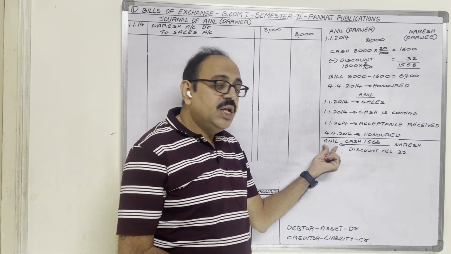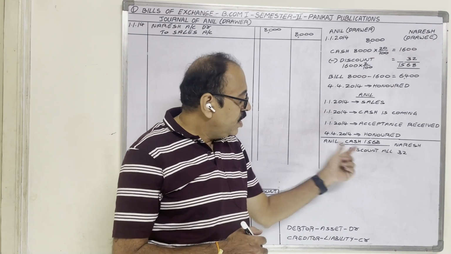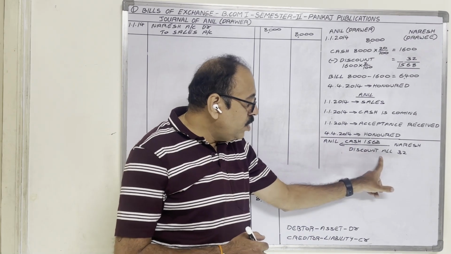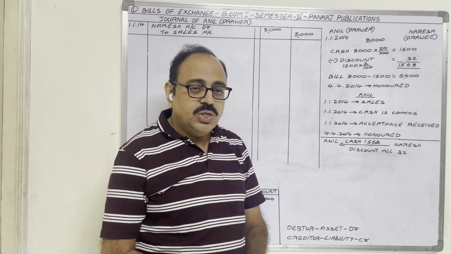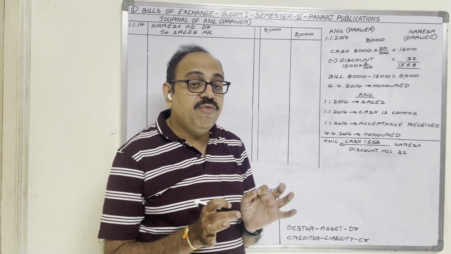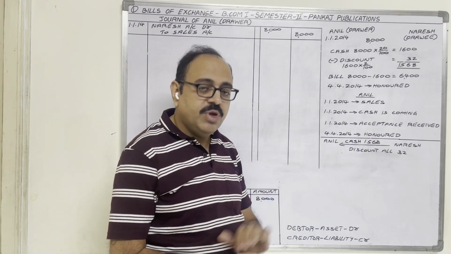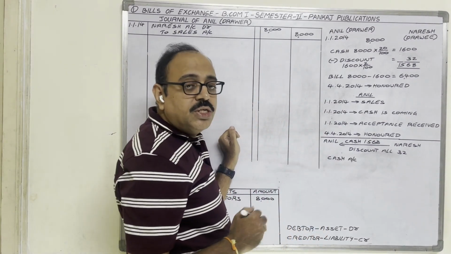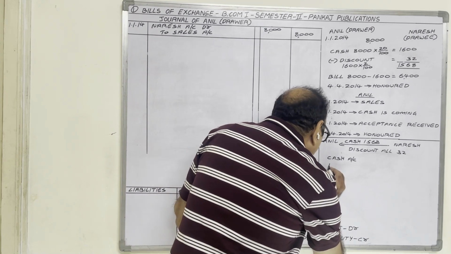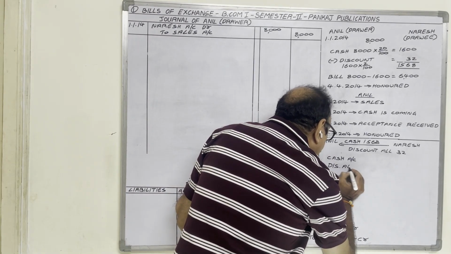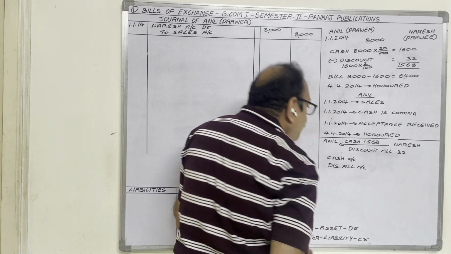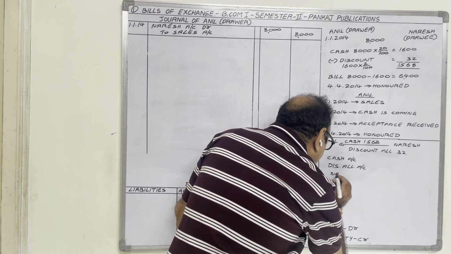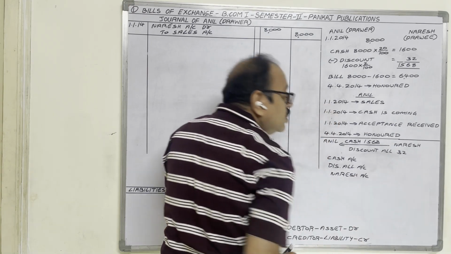So we are preparing the journal in Anil's books now. Think from Anil's point of view. From Naresh, 1568 cash is coming and Anil is allowing a discount of 32 rupees to Naresh. So what is the first step in writing a journal entry? Identifying the accounts. Here, cash is coming from Naresh. Therefore, cash account is one account. Anil is allowing discount, no? 32 rupees. So discount allowed account is one account. You can write only discount account also, no problem. Then this cash is coming from Naresh, so the third account is Naresh account. In this transaction, 3 accounts are there.